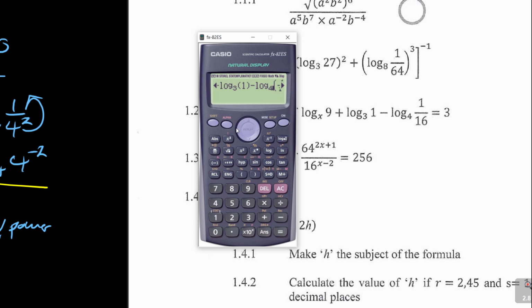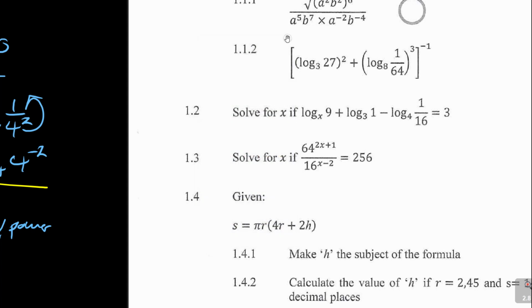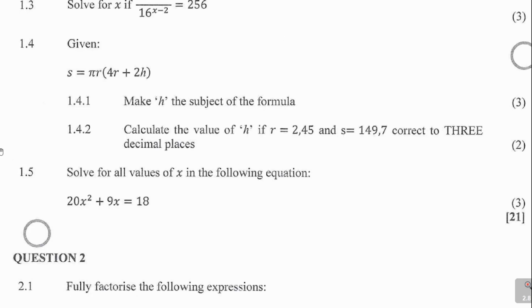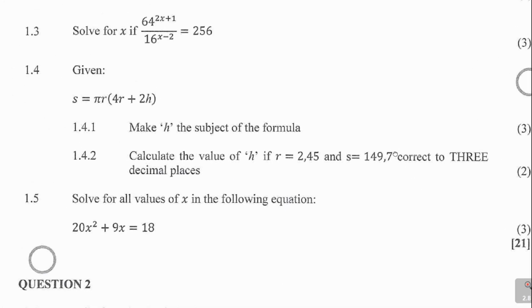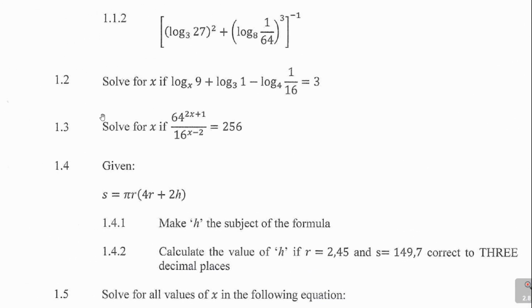But you just test it because I'm just doing a lot of things here. Let's try it again. It's log base 9 of 9, yes, plus log base 3 of 1 minus log base 4 of 1 over 16 equal to, I'm getting a 3. So you just need to be sensitive how you punch this. But of course, it's correct. How many marks was that? That was 4 marks. Let's move on to 1.3.